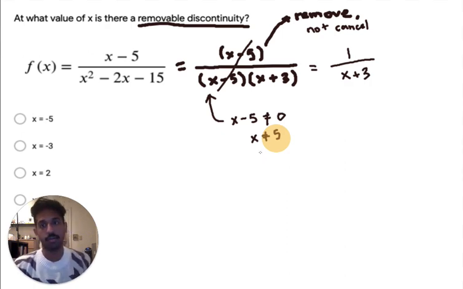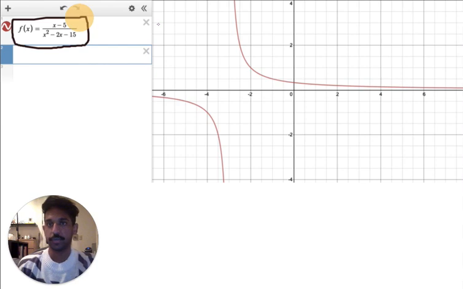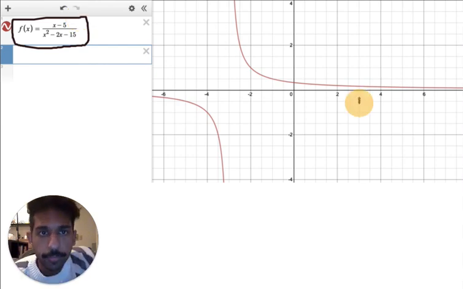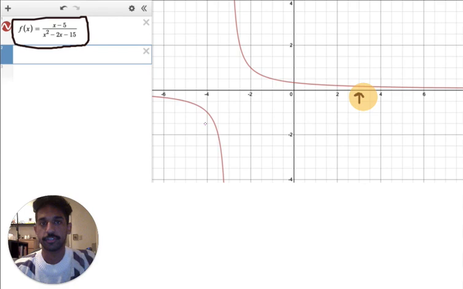It's not allowed. Here, I have an example just to see. Well, here's the function that we were looking at. F of x equals x minus 5 over x squared minus 2x minus 15. And this is what it looks like. Well, it looks pretty normal, but I'm confused. Here's 5. What's happening there? It doesn't look like there's a hole. It doesn't look like there's a discontinuity.